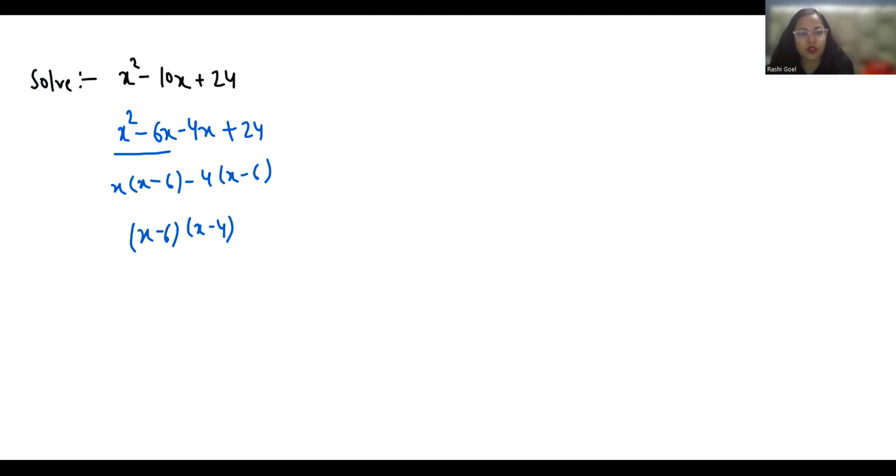So to find the solution, we have to put them equal to 0. So x minus 6 is equal to 0, x is 6, and if x minus 4 is equal to 0, x is 4. So the x-intercepts are 4 and 6, and the y-intercept here is 24.